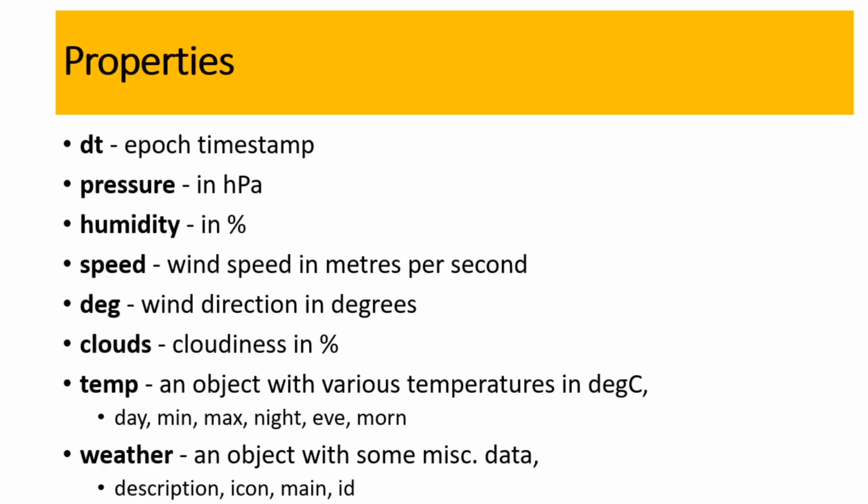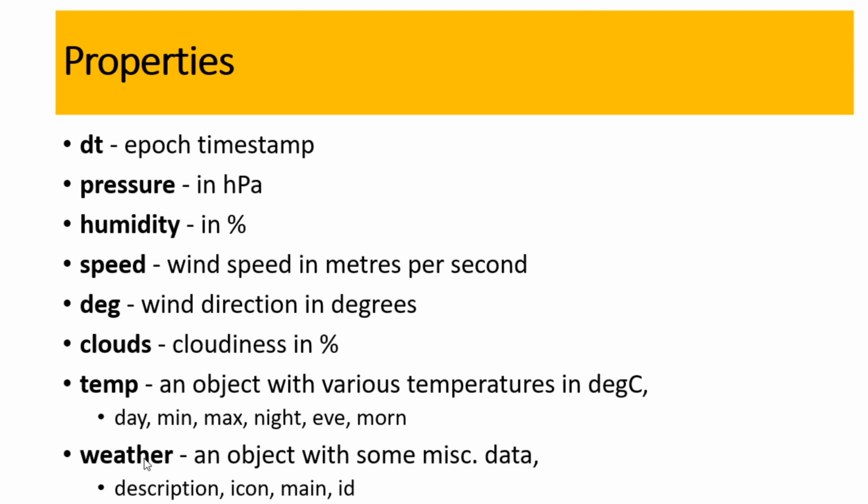The various weather properties that could be displayed are the timestamp, the pressure in hPa, humidity in percentage, the wind speed in meters per second, the wind direction in degrees, the cloudiness in percentage, and the temperature. The temperature can be retrieved in degrees Celsius: the day, the minimum temperature, the maximum temperature, and the night, evening and morning temperatures. Everything could be fetched from that location.